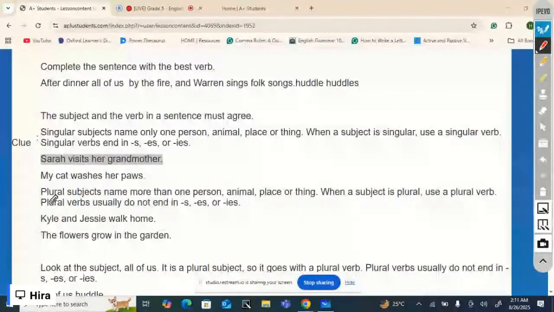Okay, the first one. Kyle and Jesse walk home. Kyle and Jesse. Now, this is not one person. Kyle and Jesse, names of two persons. It means the subject is plural. Who walk home? Kyle and Jesse. What is the subject? Kyle and Jesse. What kind of subject is this? Plural subject. Now, if the subject is plural, did we use a plural verb? Yes, we did.